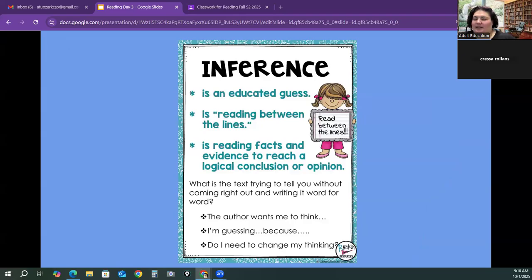It's an educated guess. It's reading between the lines, so to speak. It's reading facts and evidence to reach a logical conclusion or opinion. So when we're reading, we should be asking ourselves, what is the text trying to tell me without coming right out and telling me word for word?